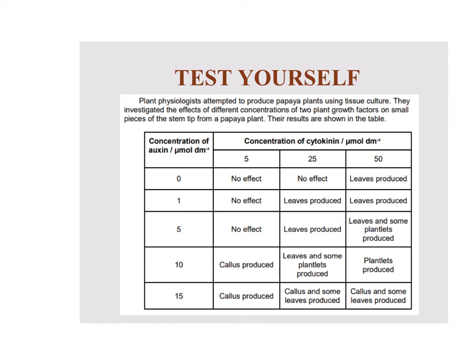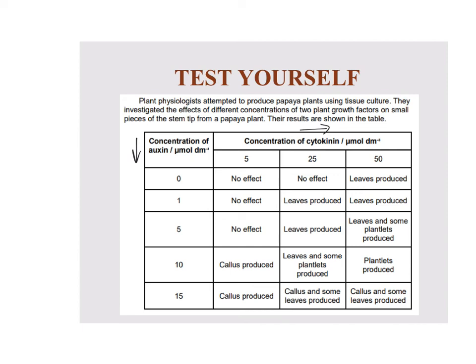So for the final bits of the lesson, as per usual, we're going to have a look at some exam questions. So plant physiologists attempted to produce papaya plants using tissue culture. They investigated the effects of different concentrations of 2 plant growth factors, thinking about topic 6 again, on small pieces of the stem tip from a papaya plant, and the results are shown in the table. So we've got concentration of auxins down the left-hand side and different concentrations of cytokinins going sideways. Okay, so this is the background of the question.